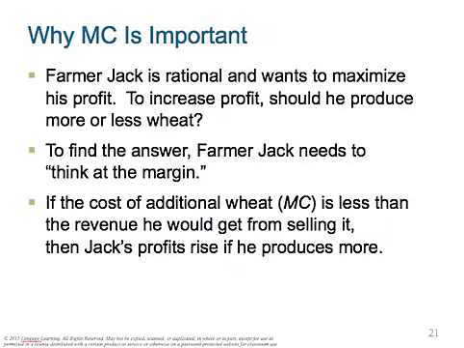So why is marginal cost important? Farmer Jack is rational and wants to maximize his profit. To increase profit, should he produce more or less wheat? He has to decide how much wheat he wants to produce, how many workers he wants to hire. To find the answer, Farmer Jack needs to, quote unquote, think at the margin. If the cost of additional wheat, which is marginal cost, is less than the revenue he will get from selling it, then Jack's profits rise if he produces more.